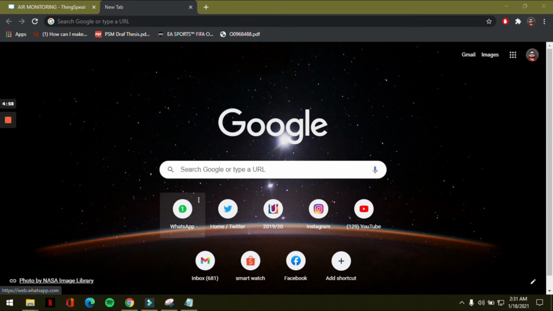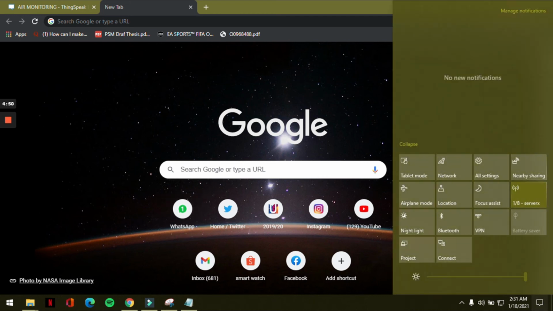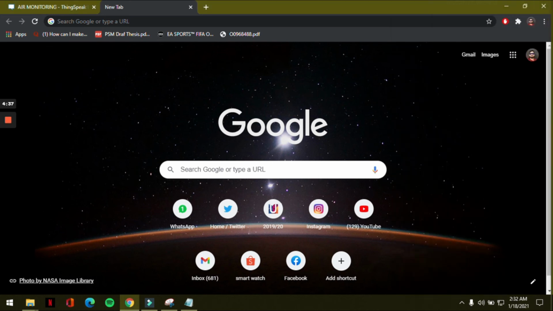To know whether the system has successfully established a connection with the internet, we can observe it on the hotspot that we set up earlier. This is the hotspot that has been set up, which is the server X. As we can see here, there is one connection that has successfully connected to the server X hotspot, which is our system. Now we move forward to the ThingSpeak website.